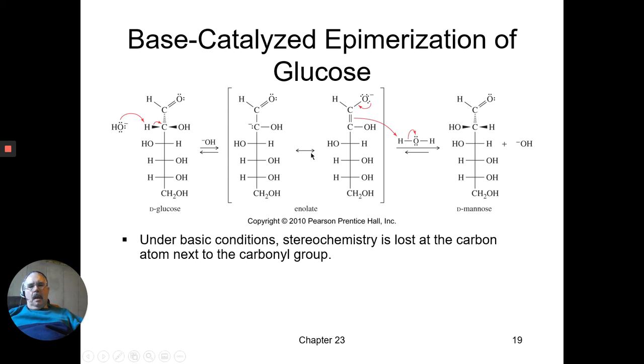So stereochemistry is lost, at least at that chiral center, when we form this enolate. So glucose is in equilibrium with mannose under basic conditions.